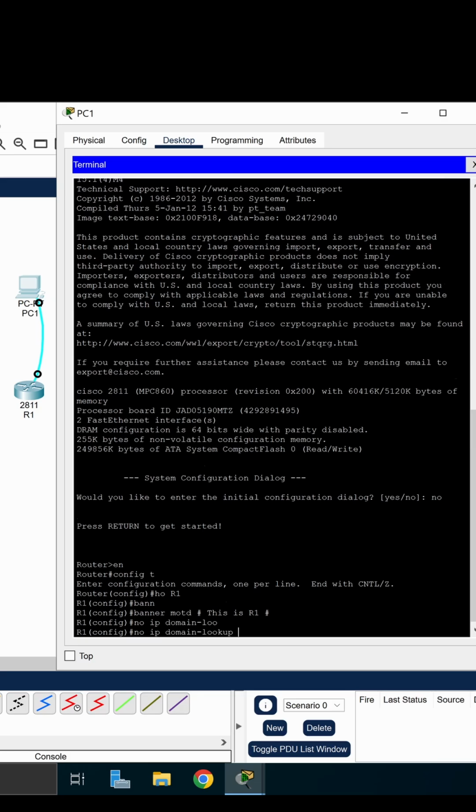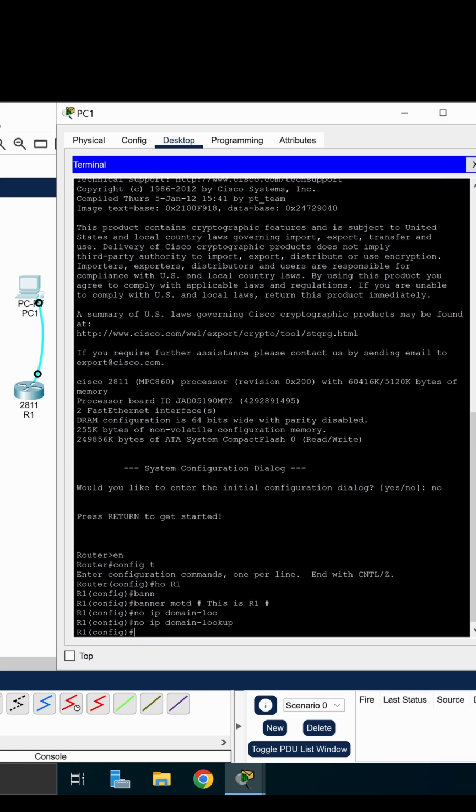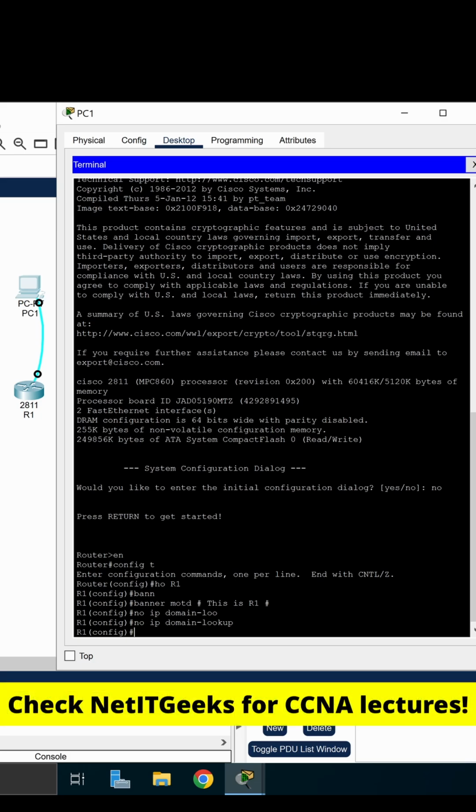What that is, basically, is that no ip domain-lookup will disable the router's default behavior of attempting to resolve hostnames to IP addresses using DNS when a command is entered incorrectly. This means the router won't try to contact a DNS server to translate a mistyped command into an IP address.